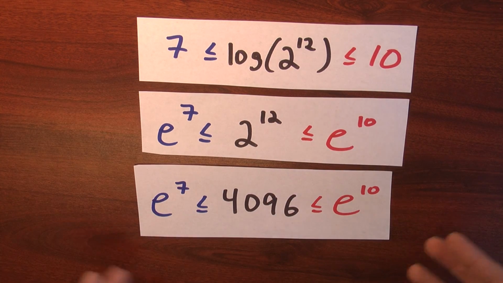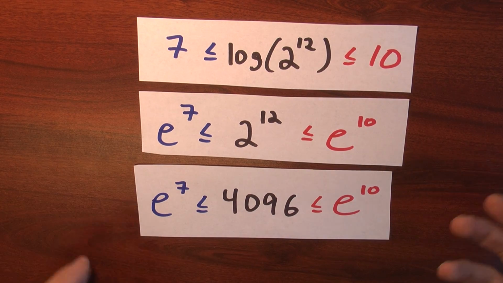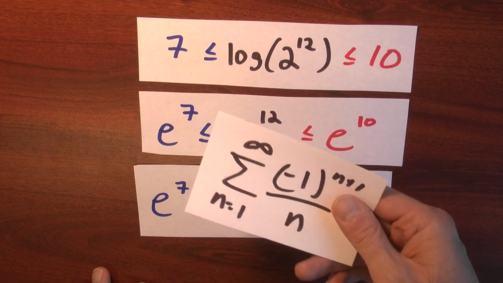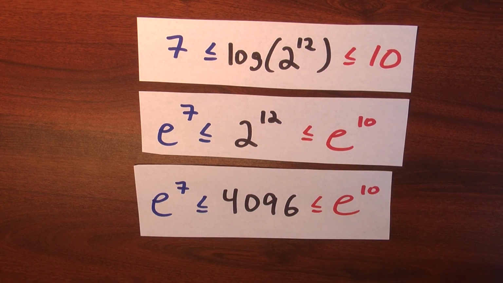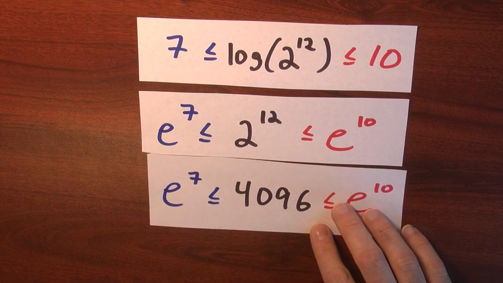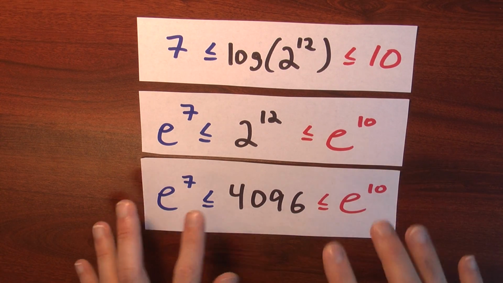And I mean, this isn't great. These bounds aren't fantastic. I didn't add up very many terms in this series. But still, I think it demonstrates the principle that one of the coolest things about alternating series is that alternating series provide these convenient bounds for you.